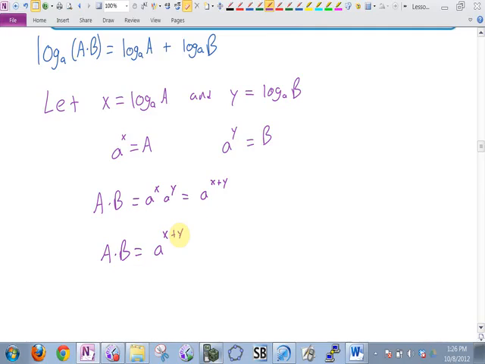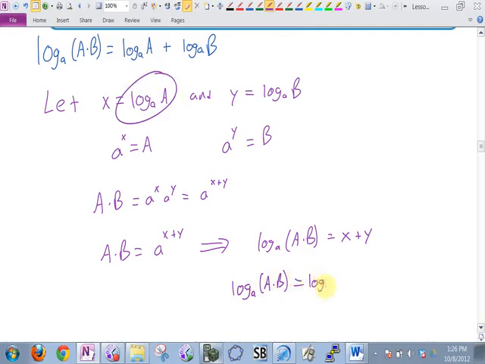Well, is this right now a logarithmic expression or an exponential expression? Exponential. Let's now translate it to its equivalent logarithmic expression. That would be the log base a of capital A times capital B equals x plus y. Agreed. But let's substitute again. What is x actually the same as? Log base a of capital A. And what is y actually the same as? Log base a of capital B. And that's the end of our proof.